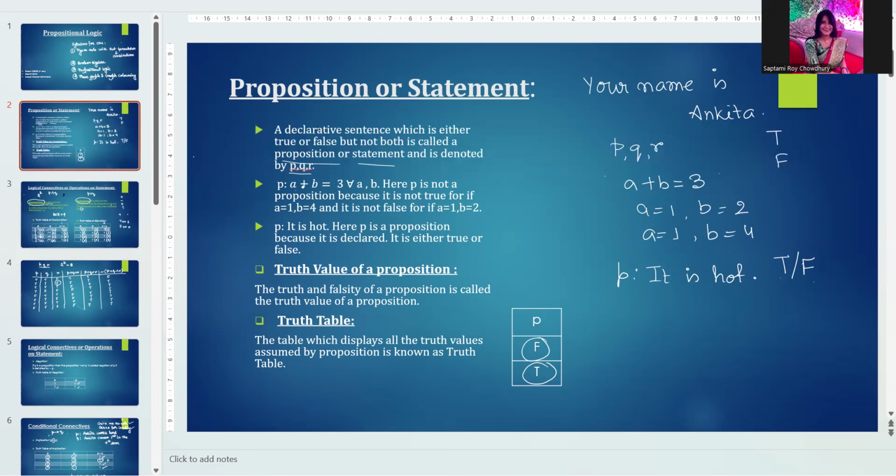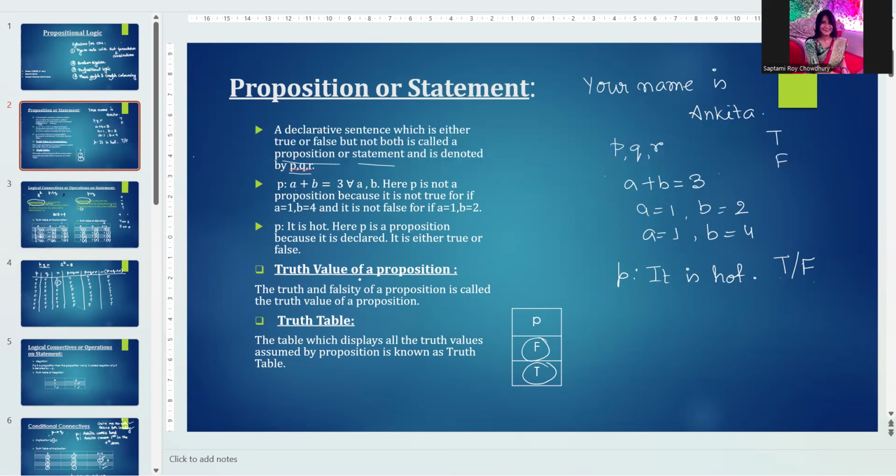P: a plus b equal to 3 for all a, b. Here P is not a proposition because for some a, b it is true, but for some a, b it is false. It cannot be both true and false at the same time. Either it is false or it is true.